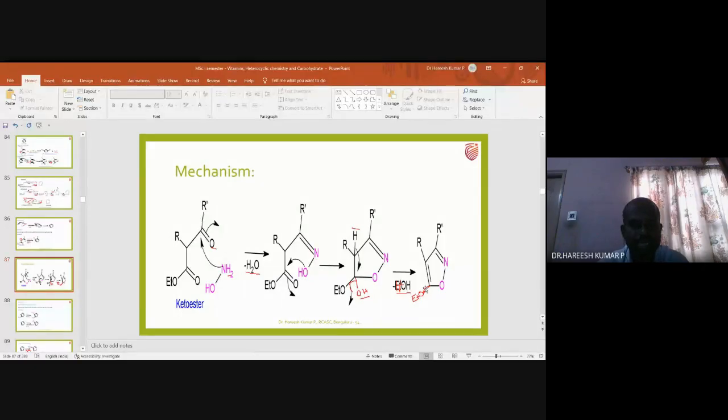That I am writing here. This bond pair is coming over here. And this OH along with the bond pair and this proton will go out as a water molecule, and OEt is retained here. So in the previous slide, I have not mentioned an ethoxy group at the 5th position; you can write it. That is the correction for the third method of preparation of isoxazole. So with this, I will go to the next slide. The next slide will give you the reactions of isoxazole.